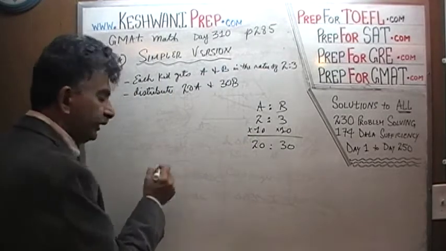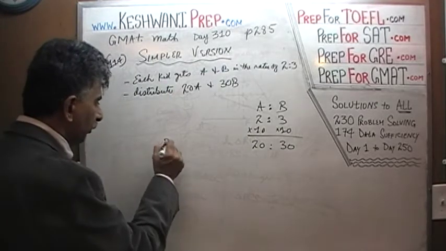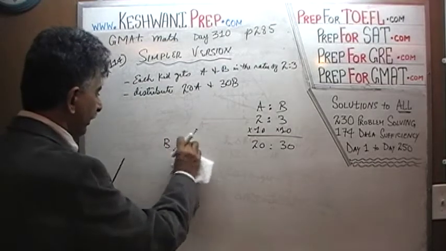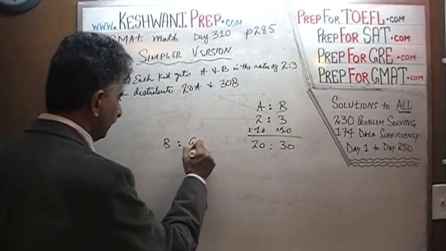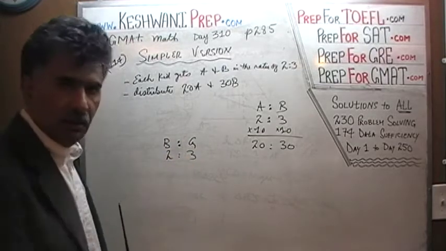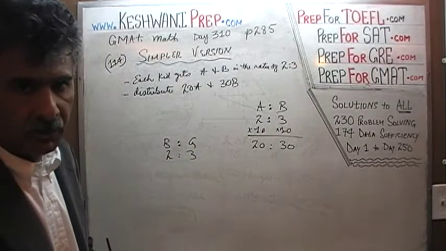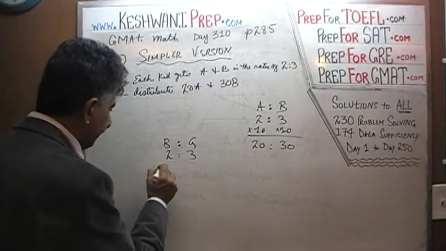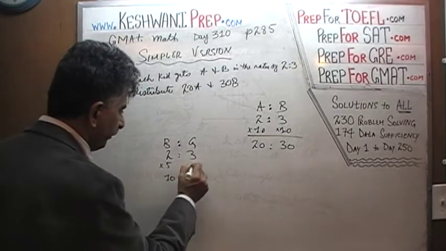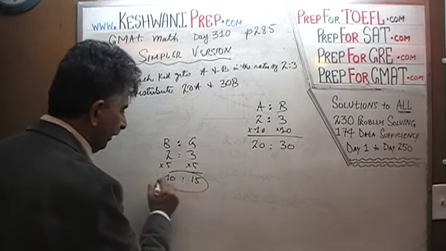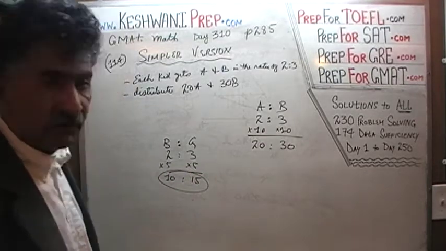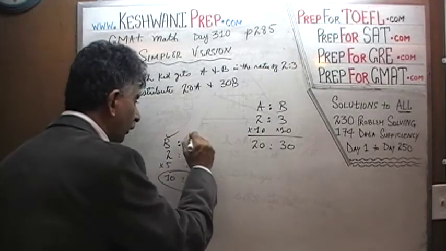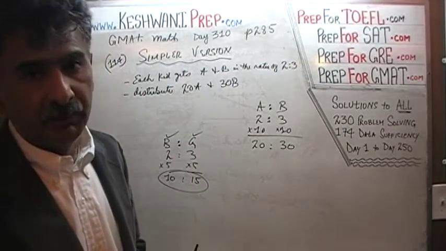For example, if I were to tell you that in my class the ratio of boys to girls, a very straightforward, simple problem, is 2 to 3, and I further tell you that there are 10 boys in the class. Well, if there are 10 boys, then 2 times 5 is 10, and there must be 15 girls in the class. That's a logical conclusion. That is perfectly fine. We can do this here because we're dealing with boys and girls. We're dealing with people.